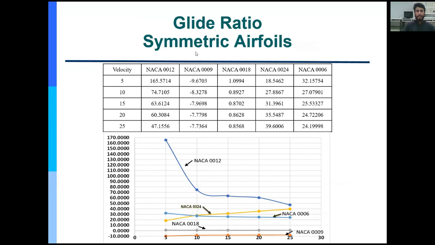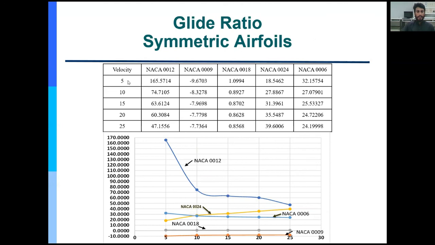These are the glide ratios for symmetric airfoils. What is the glide ratio? Glide ratio is the ratio between the lift coefficient and the drag coefficient. If the glide ratio is maximum for an airfoil, then that airfoil has the best result and is considered good.